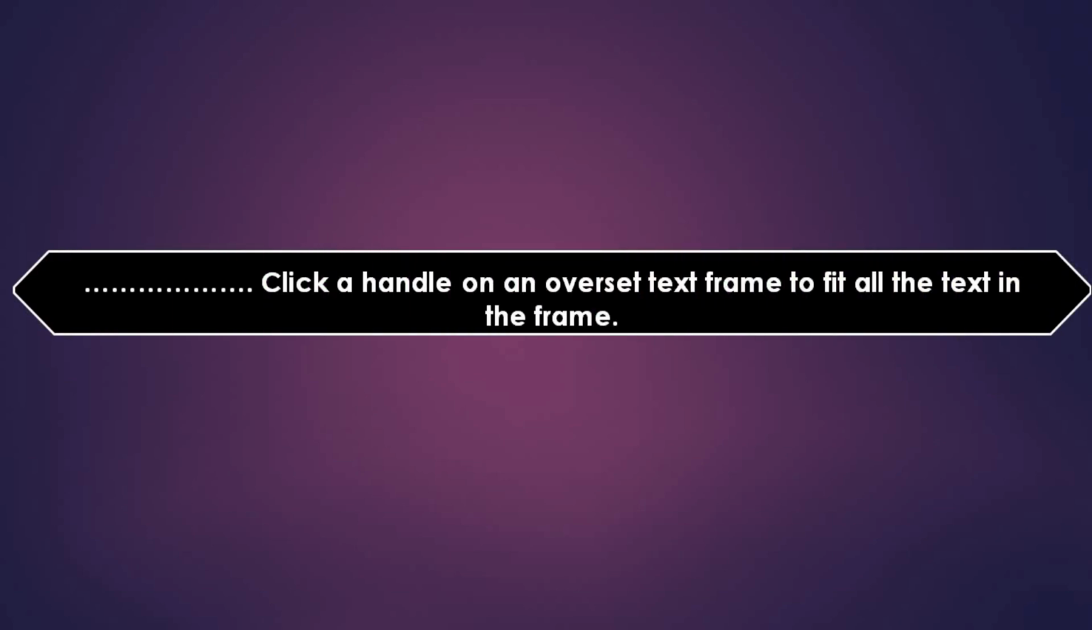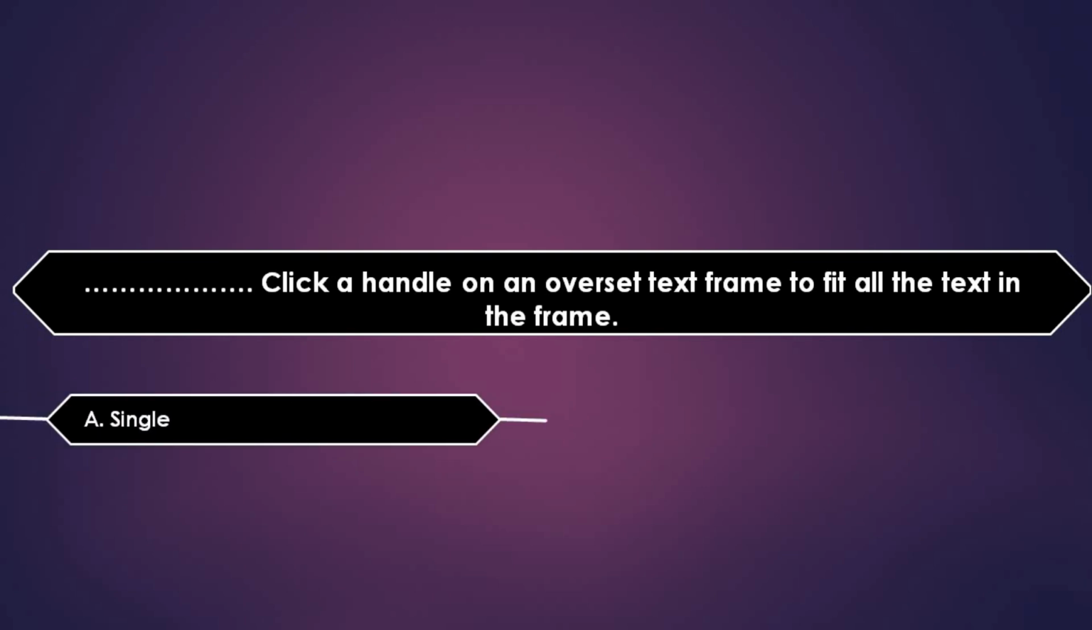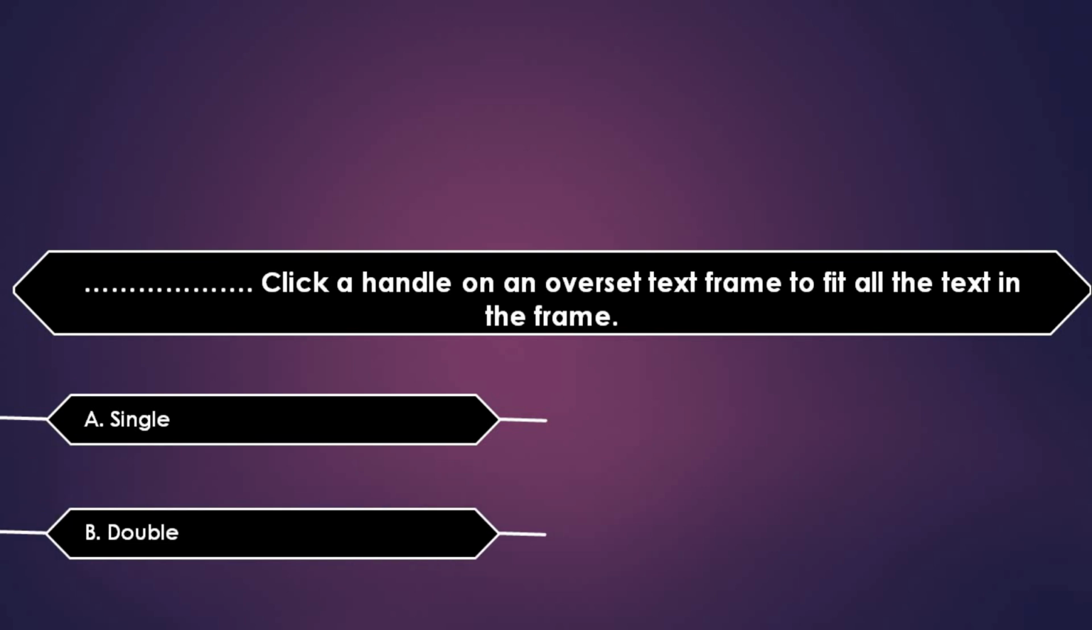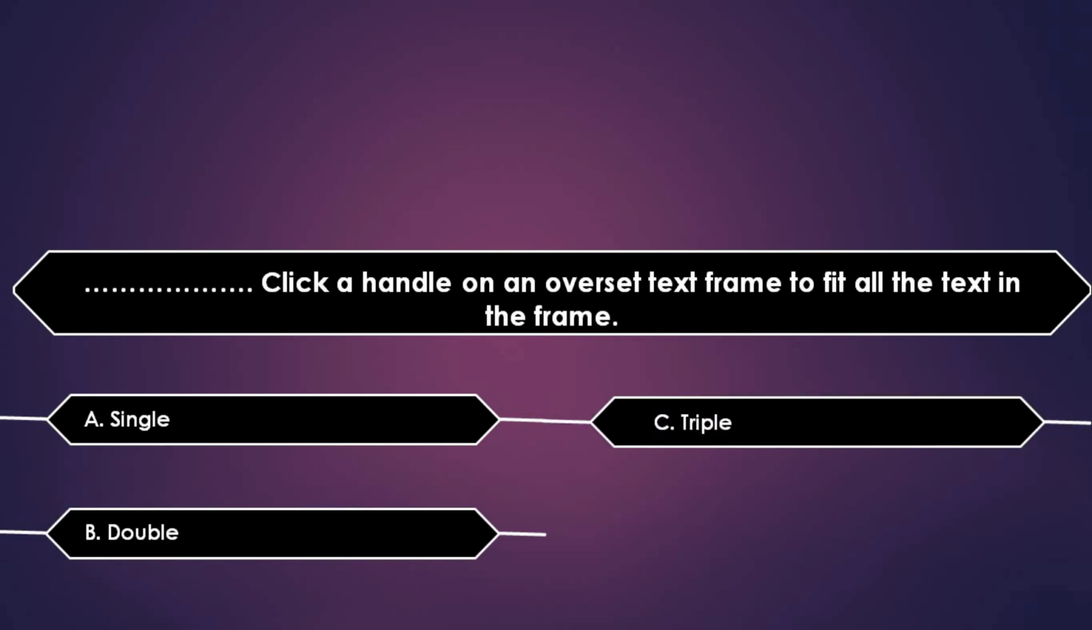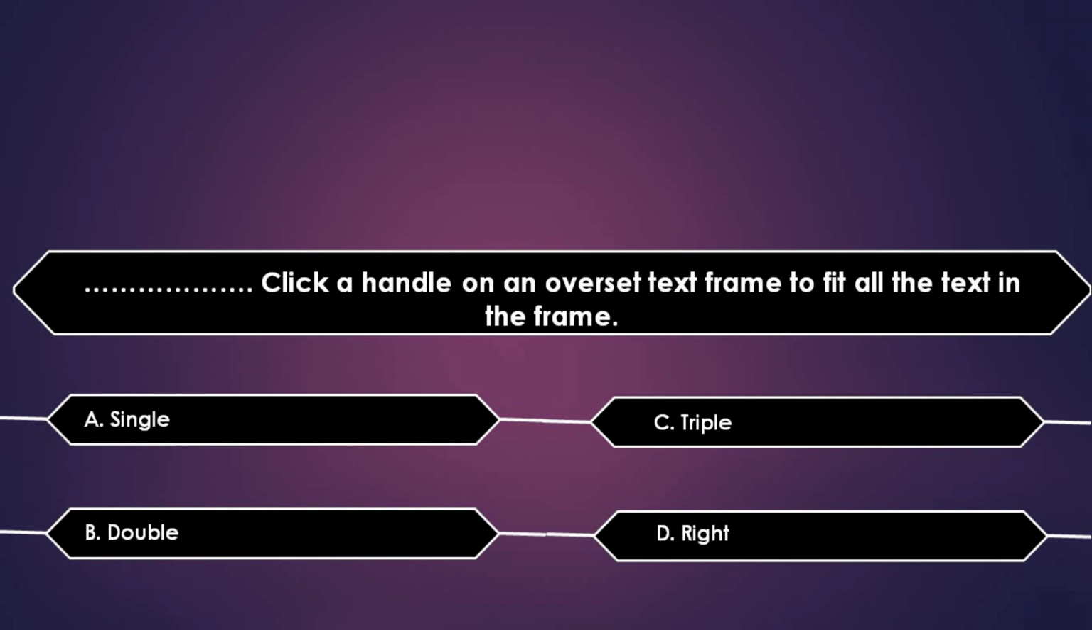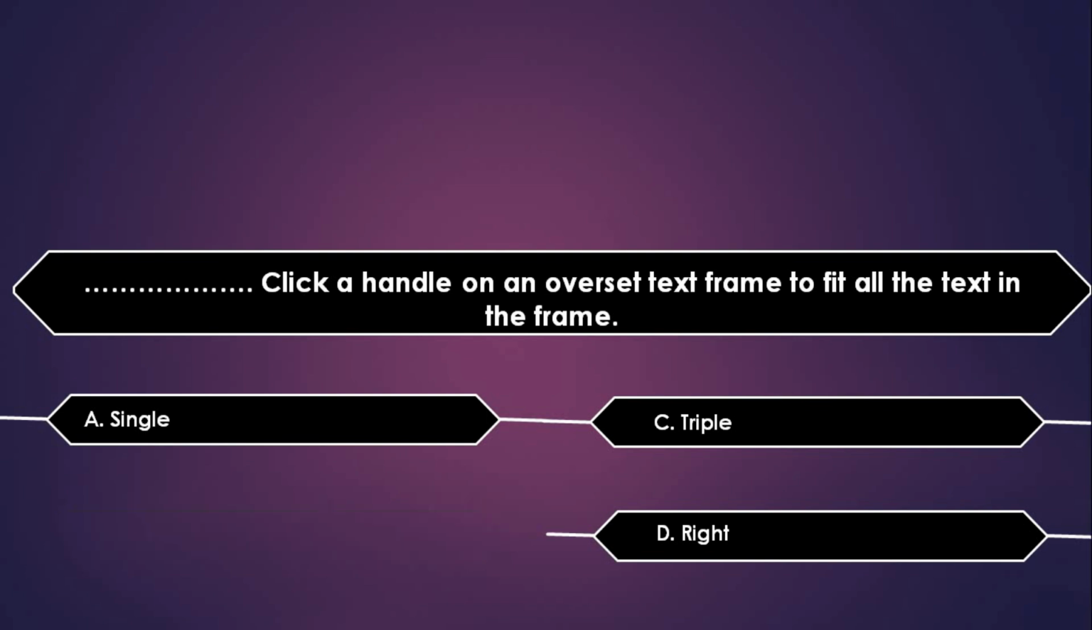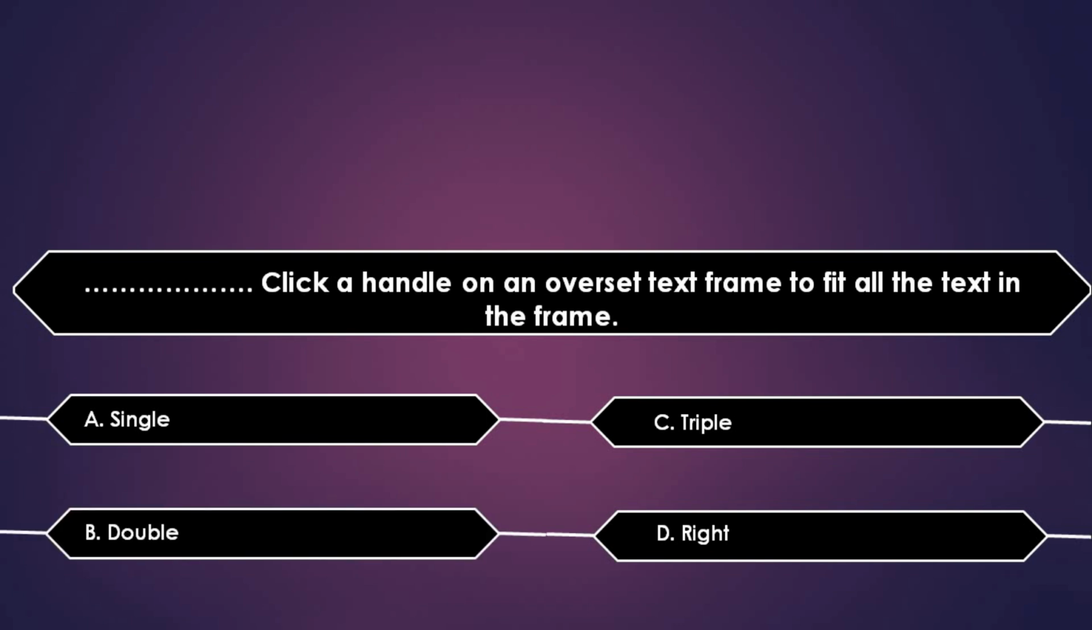Dash click a handle on an overset text frame to fit all the text in the frame. A. Single. B. Double. C. Triple. And D. Right. The answer for this: double click a handle on an overset text frame to fit all the text in the frame.